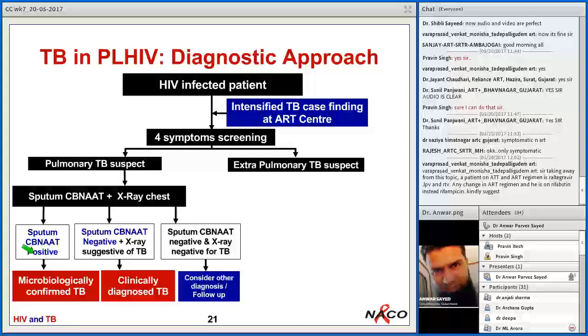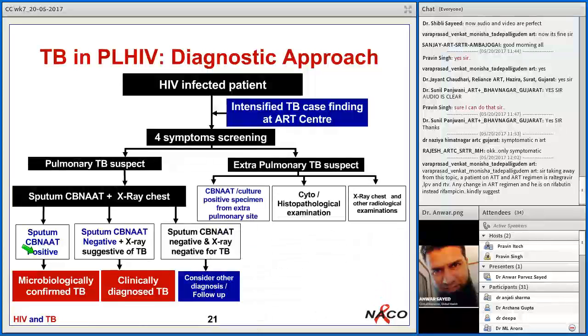And if sputum CBNAT is negative and X-ray is also normal, then it is considered as non-TB and we consider other diagnosis. For extrapulmonary TB, CBNAT or culture is sent, and it is positive from an extrapulmonary site. Usually, the sample sent for CBNAT from an extrapulmonary site can be any tissue other than blood, feces and urine.